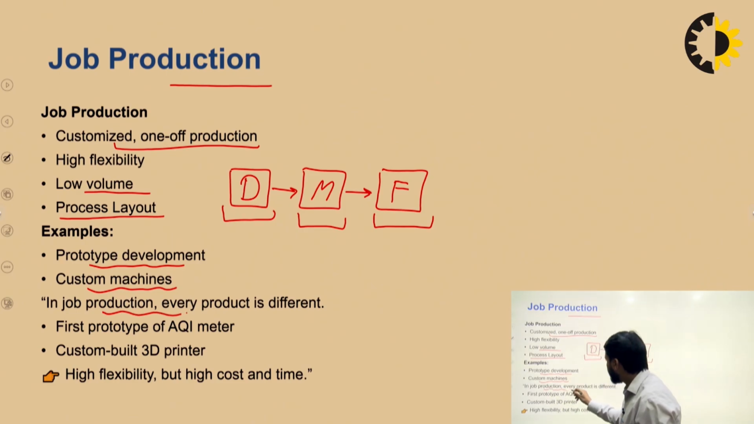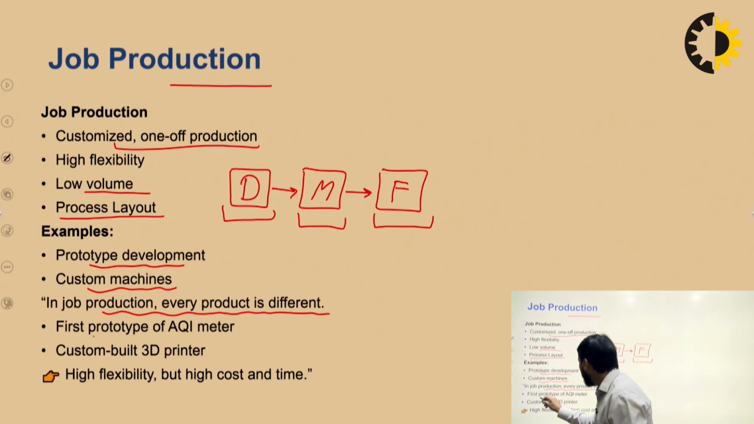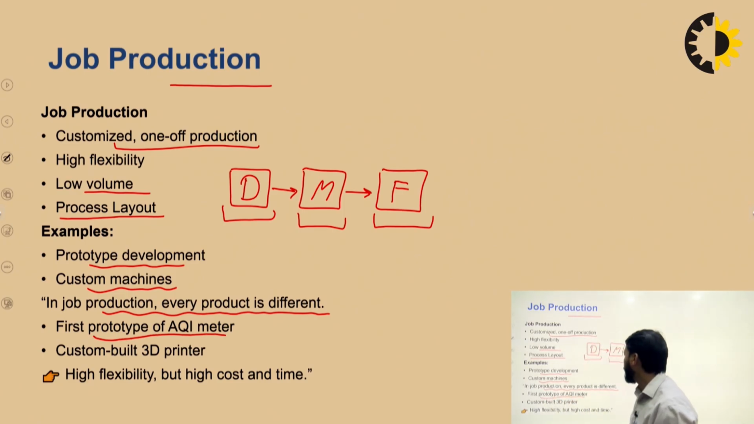So you can understand by this line that in job production, every product is different. You have to customize it, which is very prevalent in today's era. So for example, the first prototype of an AQI meter or a custom-built 3D printer can be considered in the job production system.